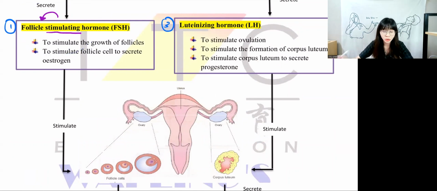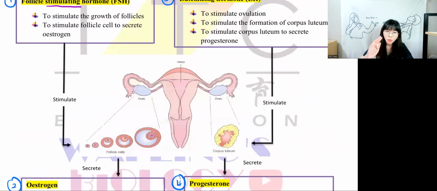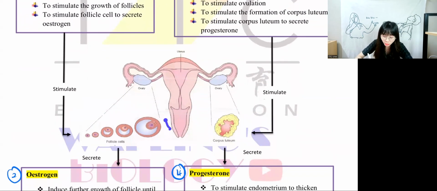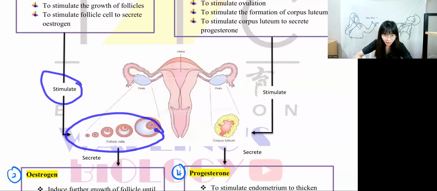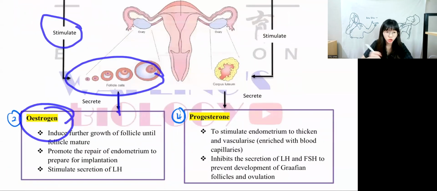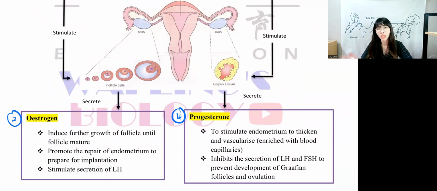They will allow our follicle to grow, and then the follicle cell will release the second hormone, which we call estrogen. So estrogen is from the follicle cell. As you can see, FSH stimulates the follicle cell to secrete estrogen. Okay, the function of estrogen, we have two importance. Number 1 is to allow the follicle to grow bigger in size.